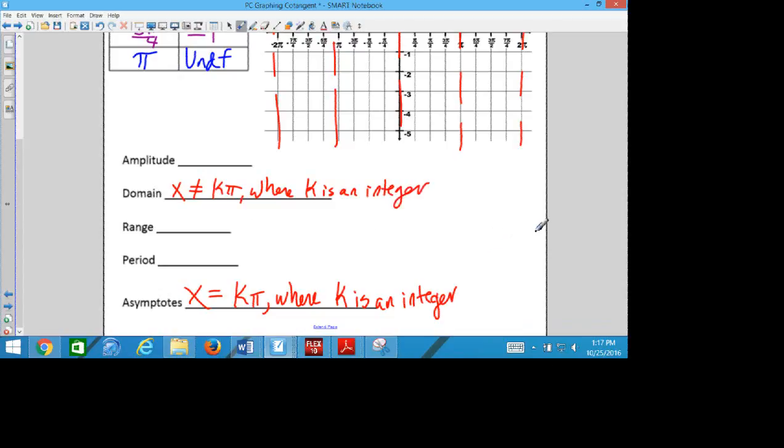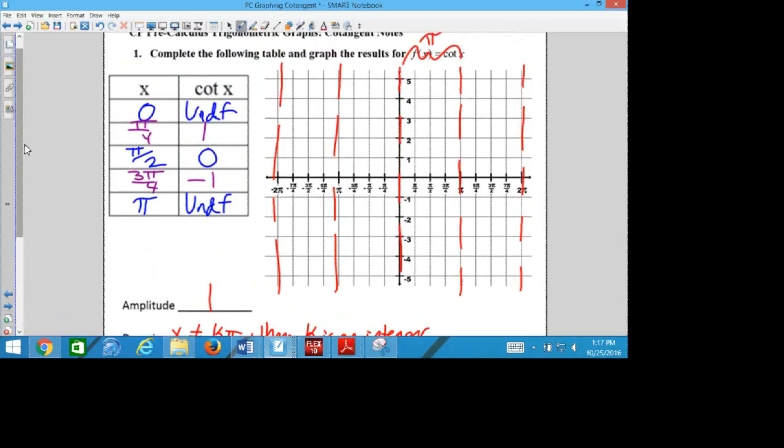How about my amplitude? 1. It's just a parent function, so we don't have any special things happening. Amplitude's 1. I'll do the range and the period after I graph the rest of the points. So graph those.